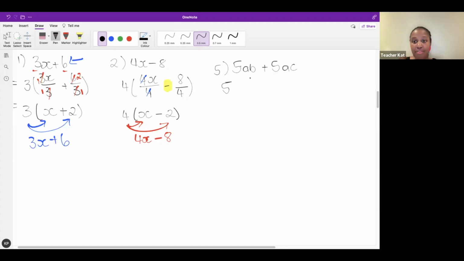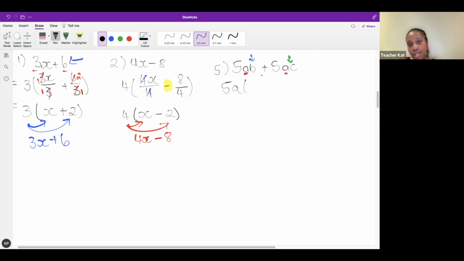And now let's look at my variables. Which variables do they have in common? An A. See? There's an A there, and there's an A over there, which means this is my variable in common. So I'm going to remove it and put it there. Now, is there any other thing that they have in common? They have a 5 and an A. The first one has a B, but the other one doesn't. And the second term has a C, but the first doesn't. So they have nothing else in common.